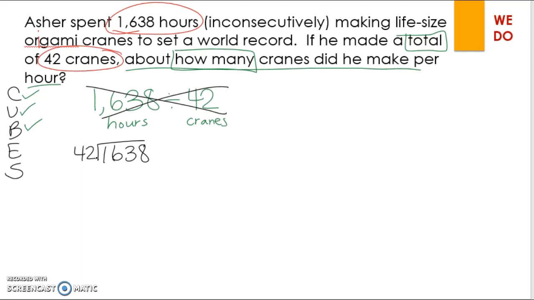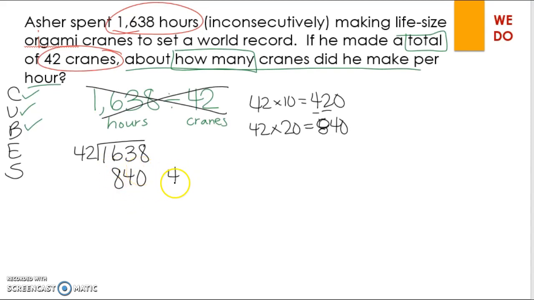Just like in the other problem, I can think to myself, what is 42 times 10? Well, I know 42 times 10 is 420. And I know that's much less than 1,638. So what if I did 42 times 20? That would be 840 because it's double the 40 or the 4 and the 2. Let's try that. 840, which would be 42 times 20 over here.